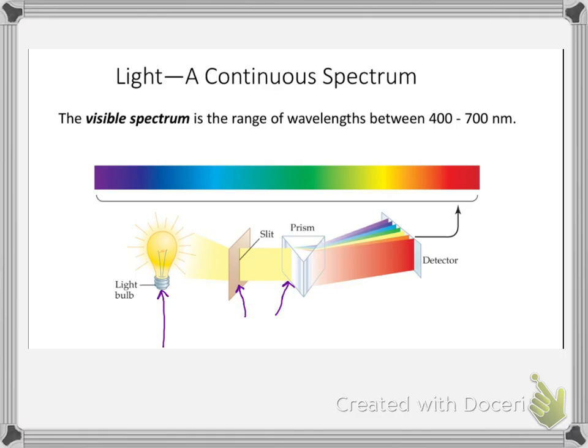Because they have different wavelengths, different frequencies, because each individual light is different, it travels through the prism differently. And as it travels, it separates. And so what we would see on the detector is not just the white light, but we see the color separating.